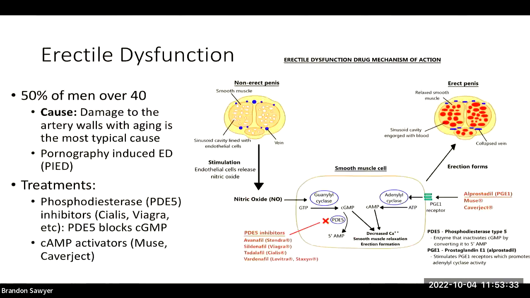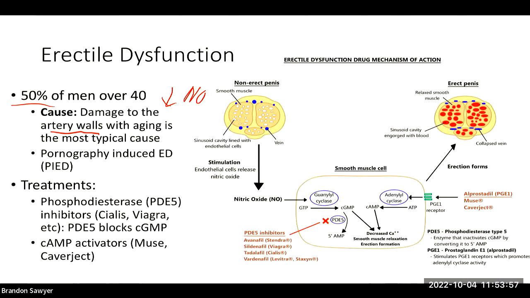Okay. All right, so a very, very common disorder in males is erectile dysfunction. Half of men over 40 experience some level of erectile dysfunction. Typically this is due to damage of the artery walls, which leads to a decrease in nitric oxide, NO, formation. And that's the most common cause.